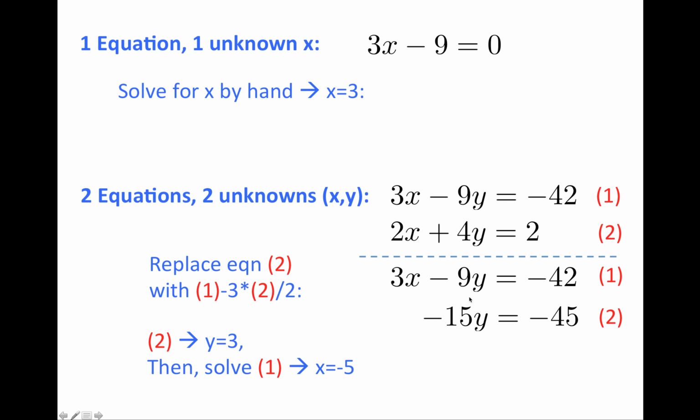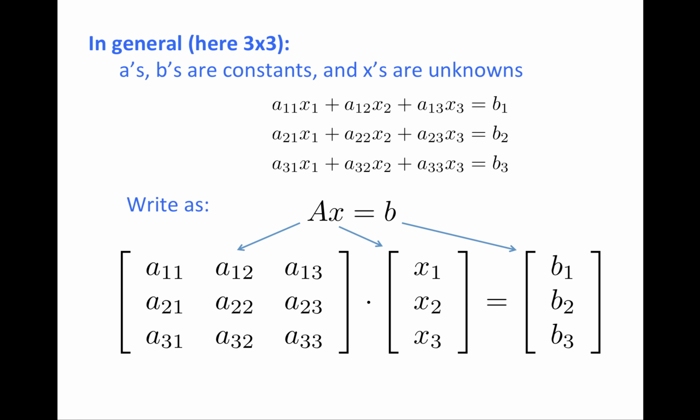The first equation remains. The second equation is the first equation minus equation 2 times 3 divided by 2. Now we can simply solve this equation for y, and we get y equals 3. Then we can substitute y equals 3 into the first equation here and solve for x to get x equals minus 5.